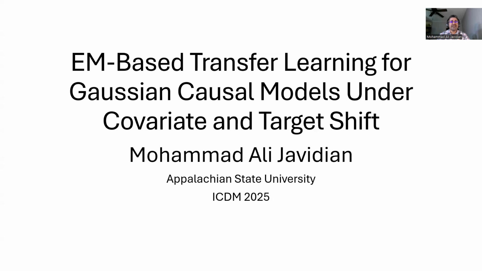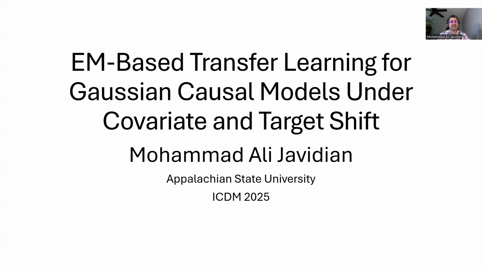Today, I will share how we turn the expectation maximization algorithm into a practical and provably convergent tool for domain adaptation in Gaussian DAGs when the target is missing. In short, this is about making transfer learning work when domains shift.